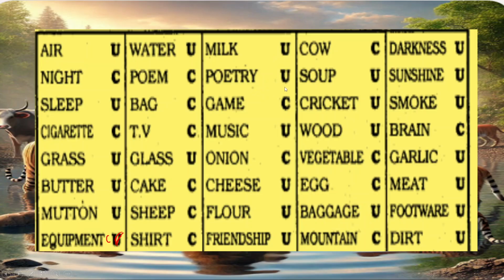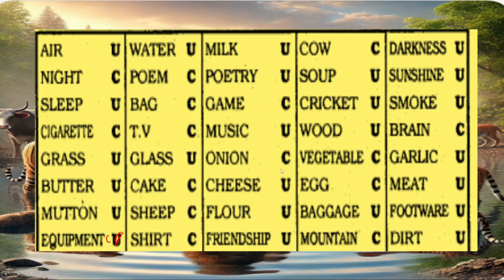Poets are countable. Poetry is unlimited. Many poets will come and go. Many poems they will write, but poetry is uncountable. Game is countable. Music is uncountable. Music is wide. You cannot count how many ragas are there. So many are there, but you cannot. It is uncountable, music.